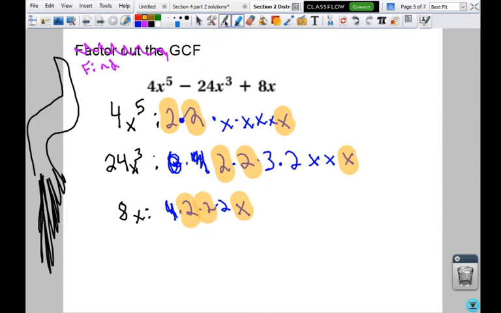And then, another x? No, I ran out of x's in the bottom. Nice try, Majay.